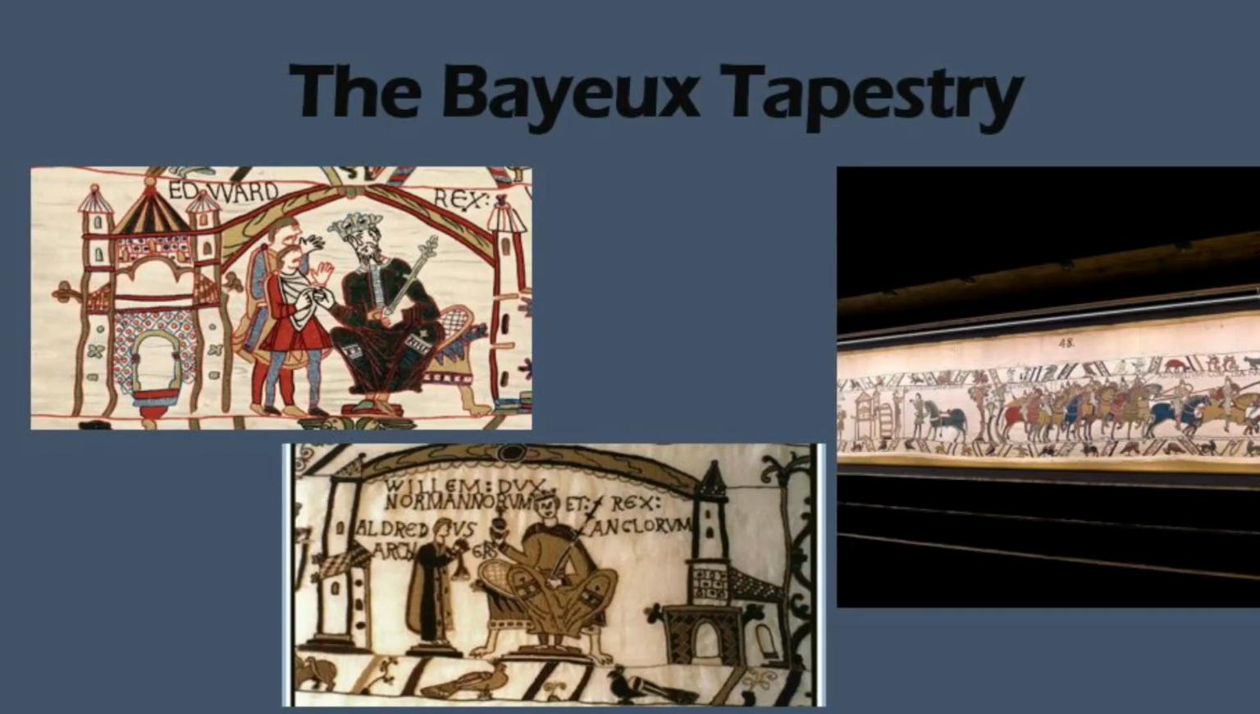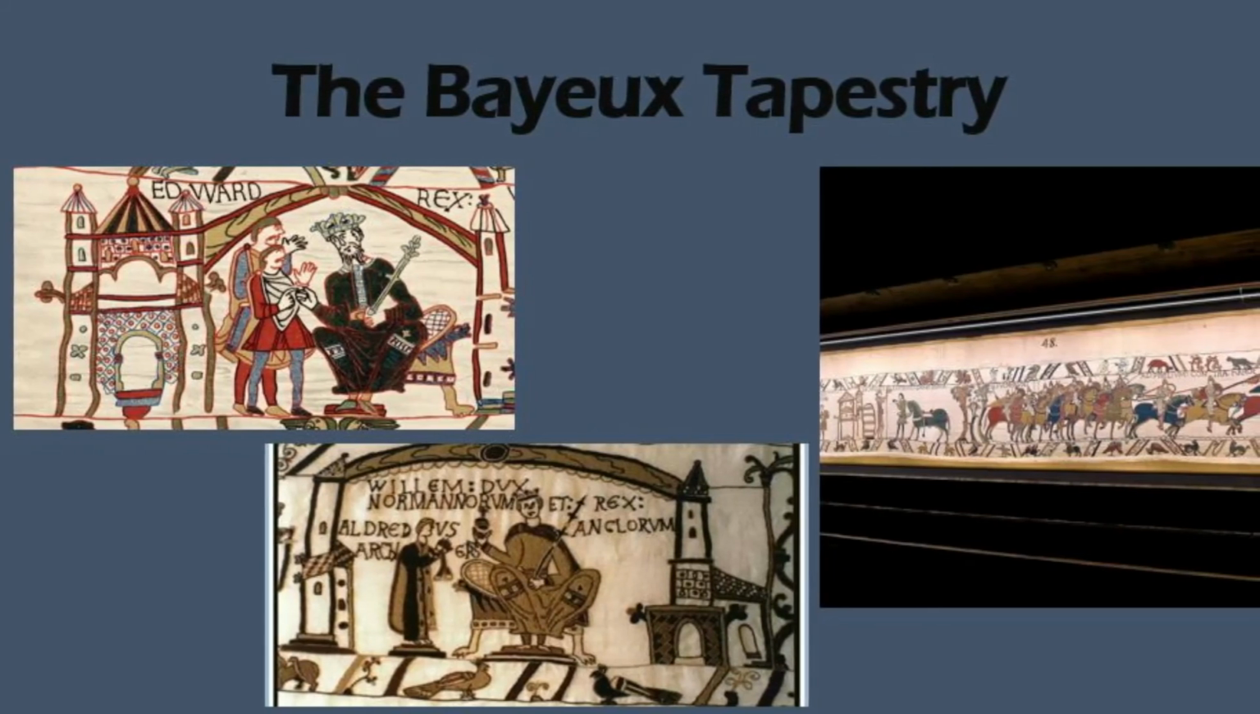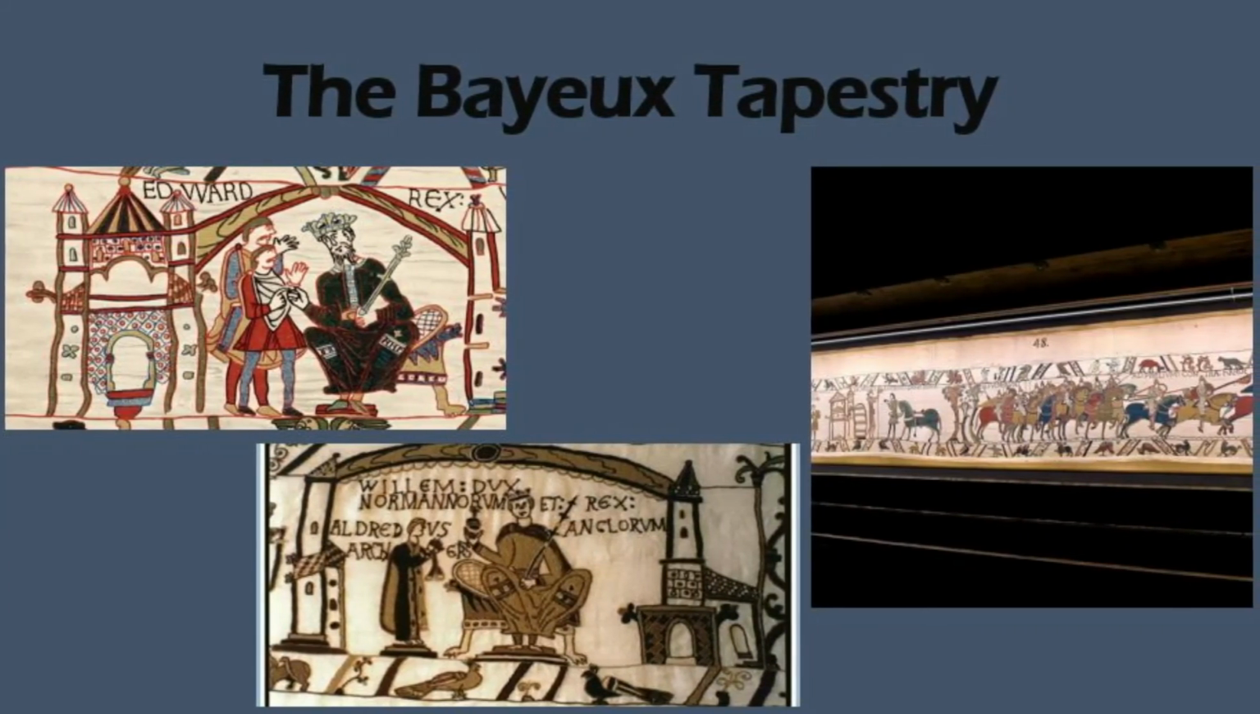The Bayeux Tapestry is an embroidery measuring over 230 feet long and 20 inches wide. It describes the Norman invasion of England and the events that led up to it.